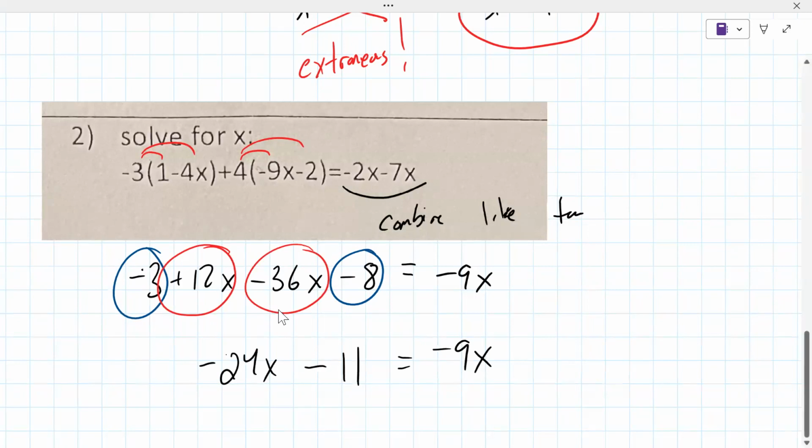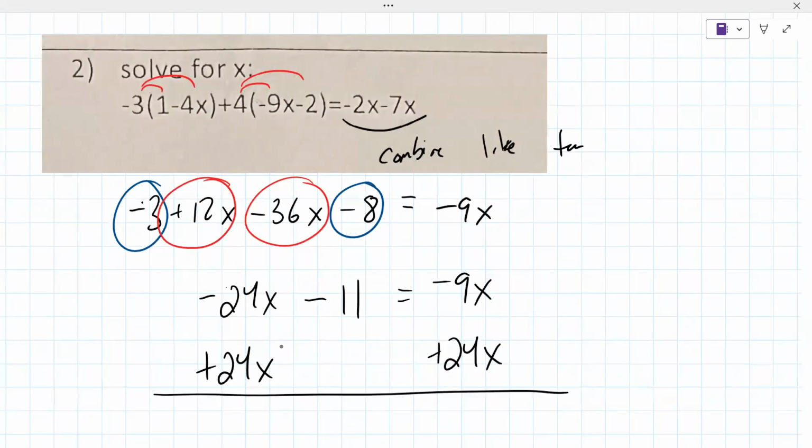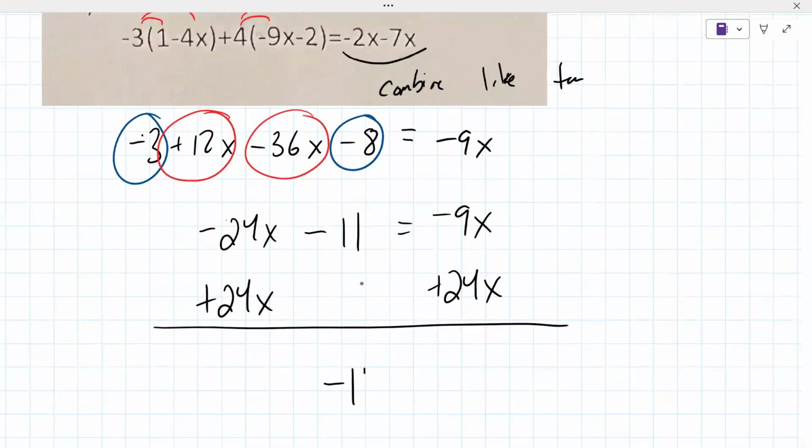You move the smaller to the larger. Even though they're both negative, they're still a smaller. Smaller would be the negative 24 in this case. So you're going to add 24x. Negative 11 equals 15x.